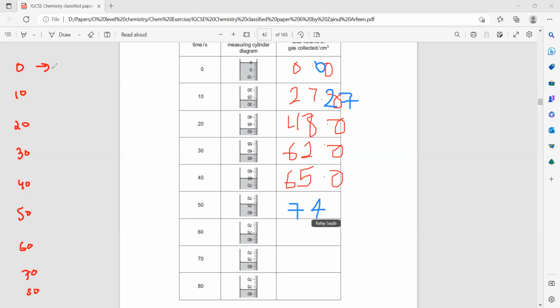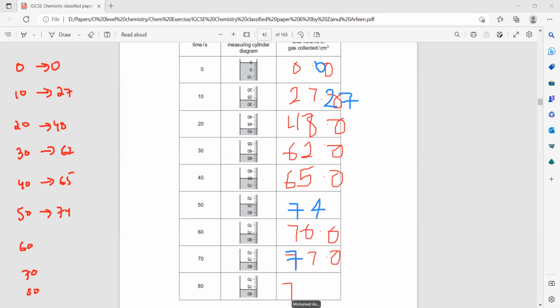The first was 0, then 27, then 48, 48, 62, 65, 74, 76, 77, and 77. So the last two volumes are the same, which shows that the reaction has completed. That's why the volume is the same at the end.